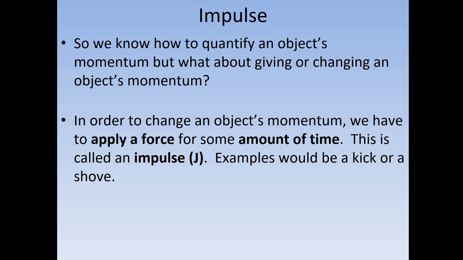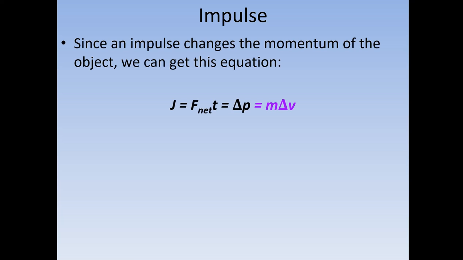This is an example of the difference between a kick and a shove. One is sometimes a bigger impulse than the other. The equation for impulse is J = F net t = delta P = m delta v. A little bit about this. First, J is what we are referring to as impulse, this change in momentum. Again, it's one of those variables where it doesn't seem to really make sense with the word.